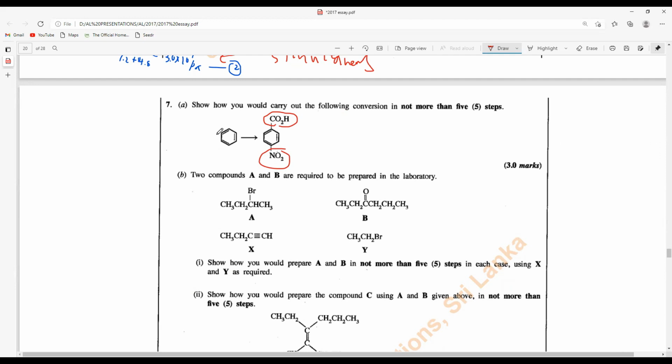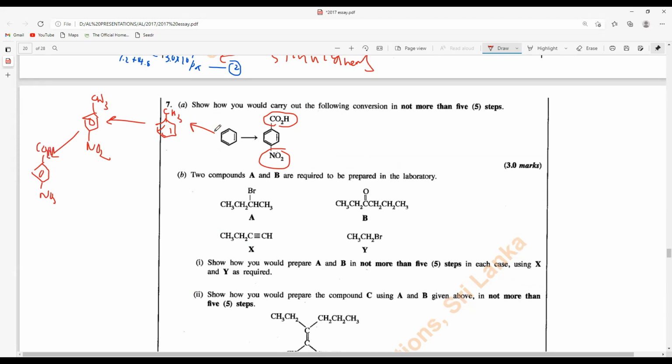So the simplest idea is, first you can convert this to a methyl group, right? Because if you have a methyl group like this, then you can add this NO2. Initially you will have this methyl group, then to get the para product, you have to oxidize this. NO2 will be as it is, and this will be converted to a carboxylic group.